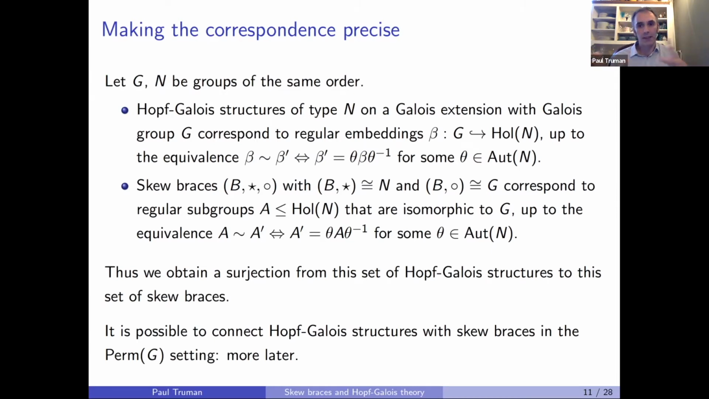Because I came at this topic from the Hopf-Galois side, I always have an inclination to think about skew braces in the perm G context, the left-hand side of the translation theorem, if you like, the Greither-Pareigis side of the translation theorem. It's perfectly possible to write out all the details and to connect Hopf-Galois structures with skew braces directly in the perm G setting, but I get the sense that that's less familiar to people who started with braces. But I'll come back to that later on.